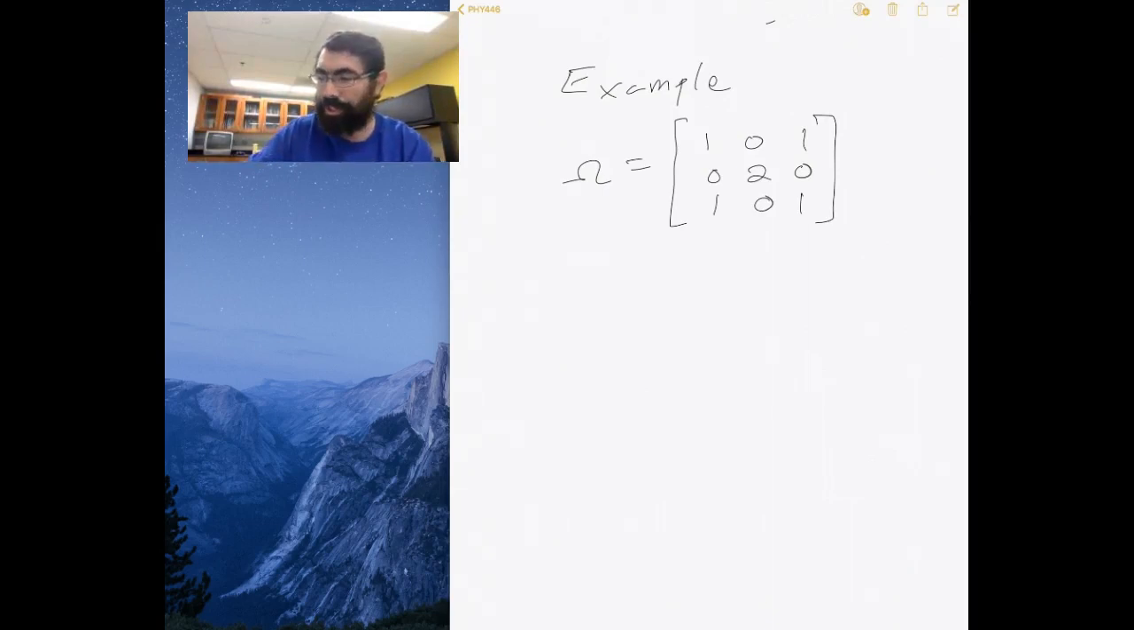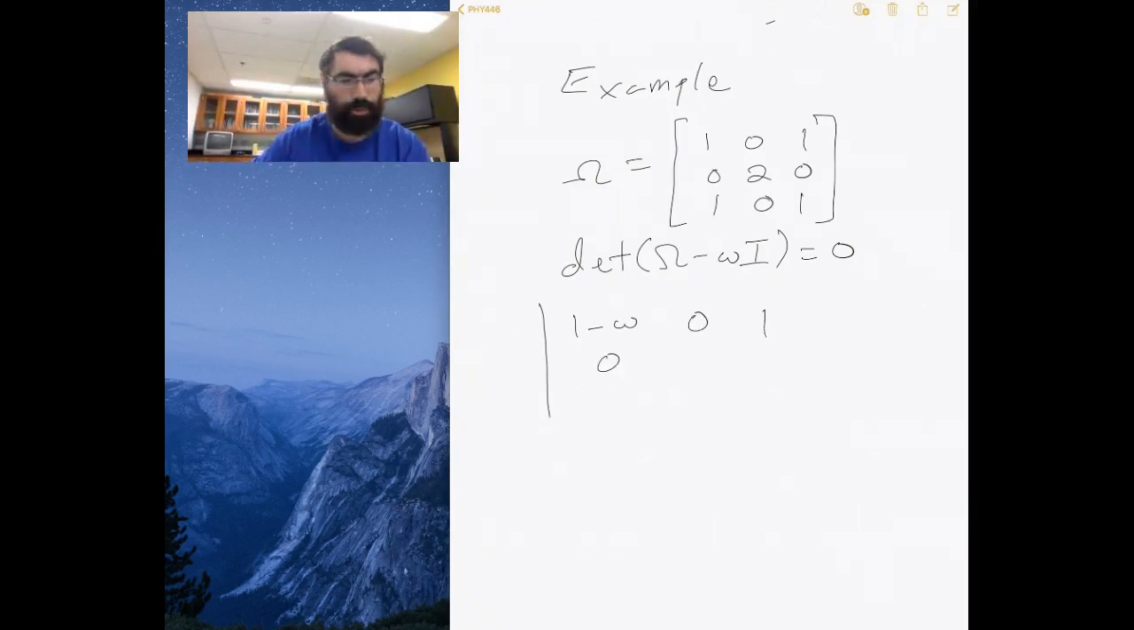Now, the characteristic equation, if you remember, is the determinant of the operator minus the eigenvalue times the identity matrix, and we set that determinant equal to 0. So this determinant is going to be 1 minus the eigenvalue omega, 0, 1, 0, 2 minus the eigenvalue, 0, 1, 0, 1 minus the eigenvalue, and that determinant is now equal to 0.